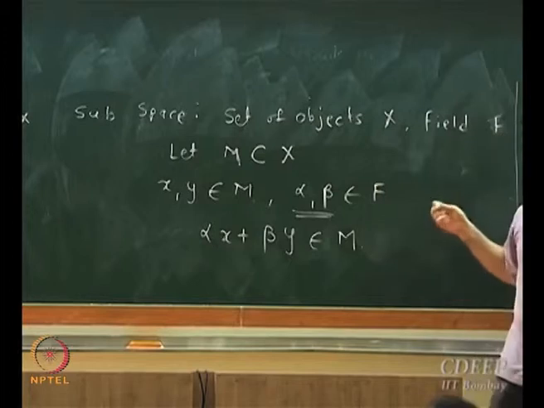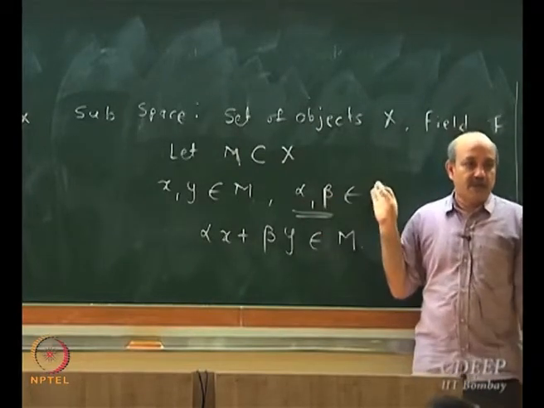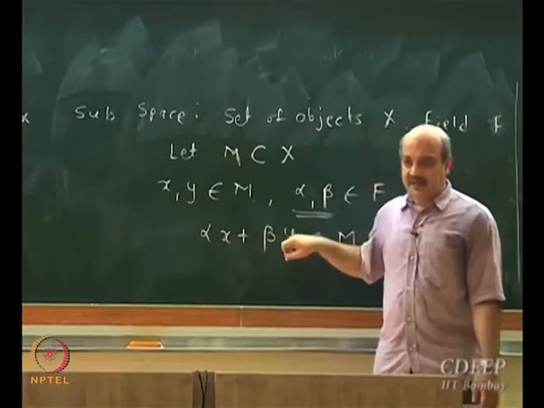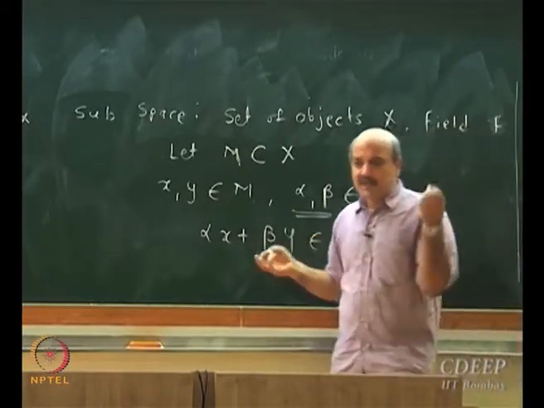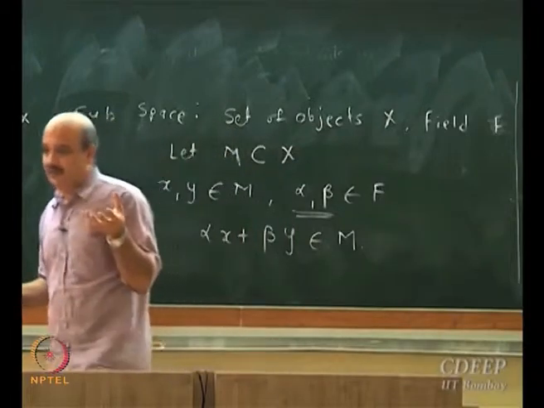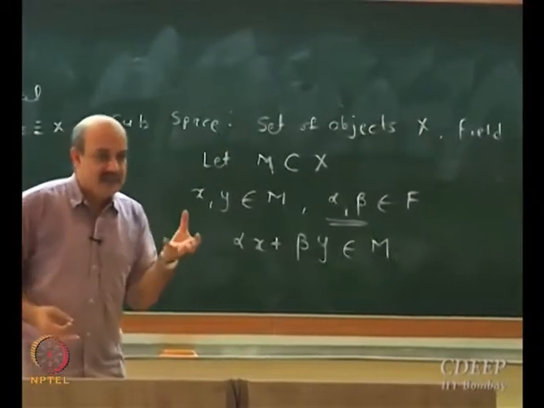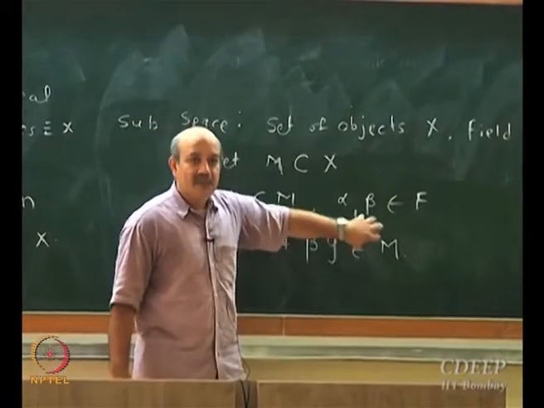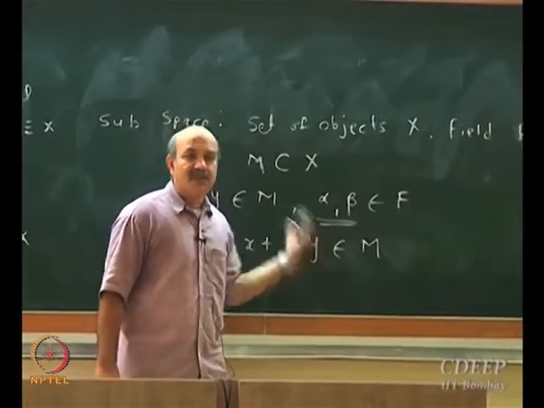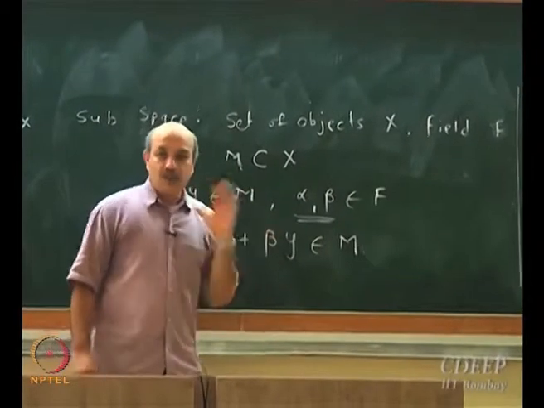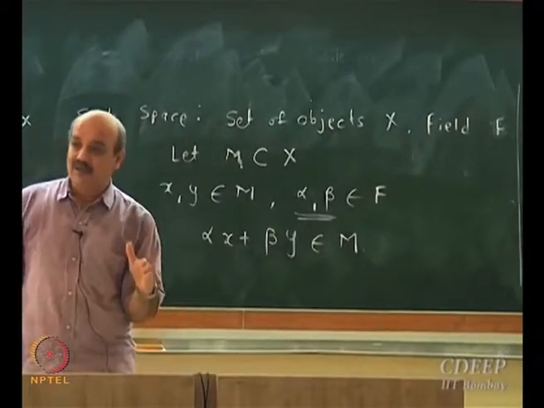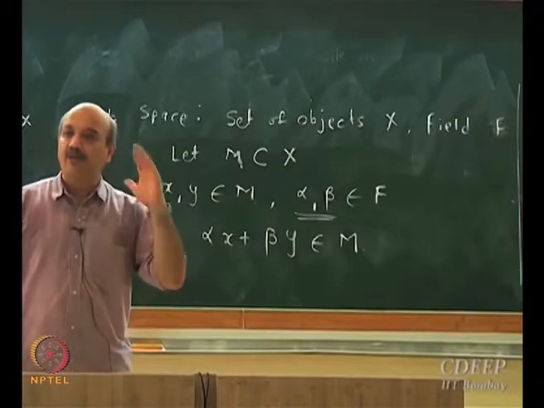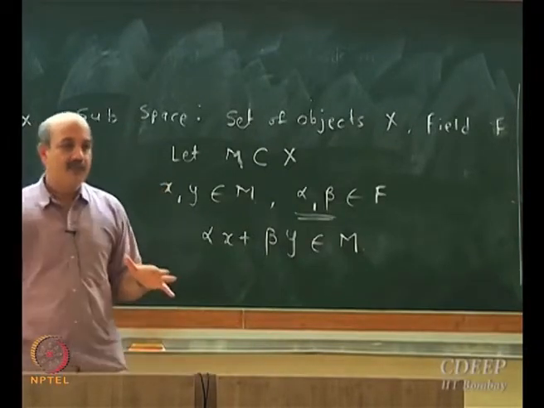If I choose alpha equal to 0 and beta equal to 0, then 0 times any vector plus 0 times any vector is giving me the 0 vector. The 0 vector should be contained in the space. So if I have a subspace, then it follows from this definition that the 0 vector, the origin, should be contained in the space. So only those sets which contain the origin qualify to be subspaces.